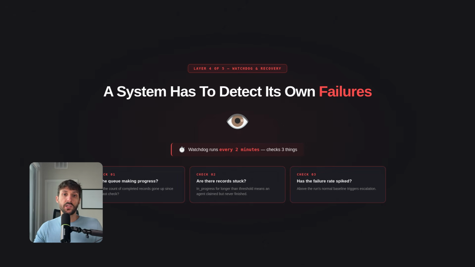Every 2 minutes, the Watchdog checks 3 things. First, is the queue making progress? Has the count of completed records gone up since the last check? Second, are there records stuck in the in-progress state for longer than a configured threshold, meaning an agent claimed them but never finished?